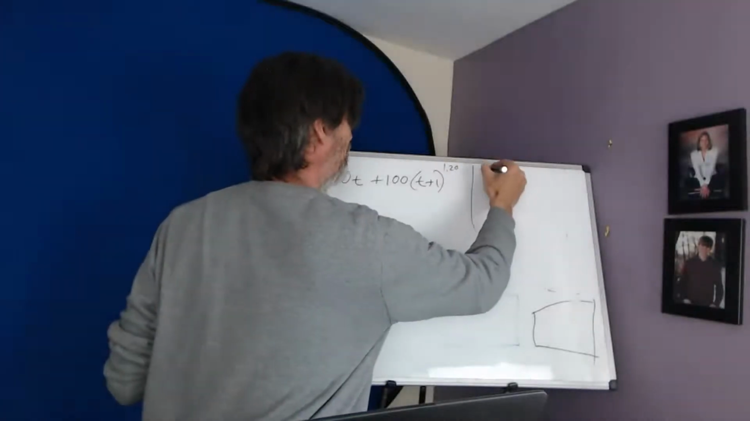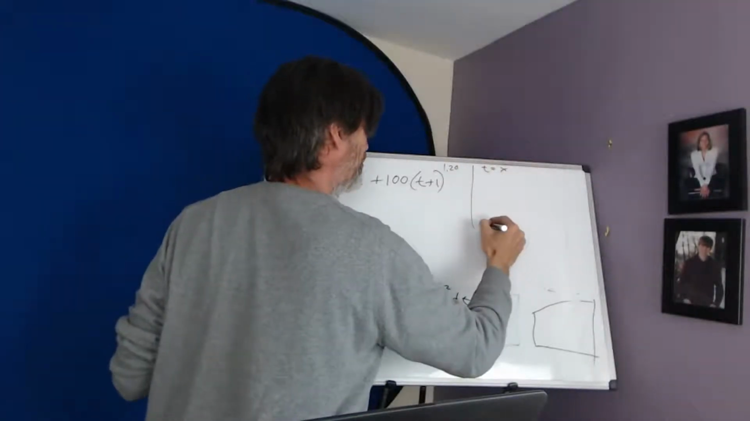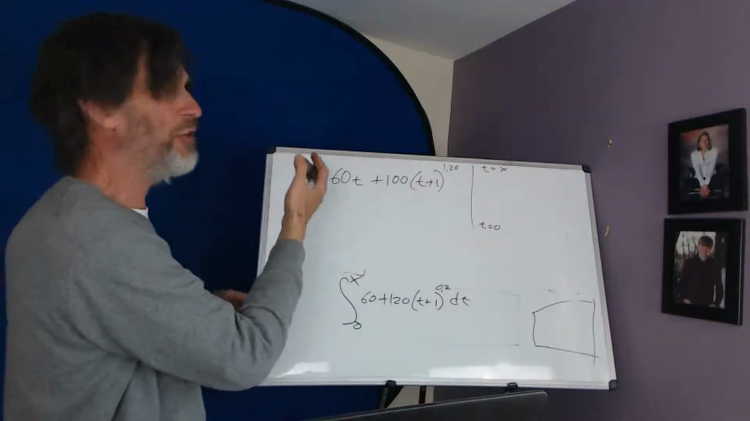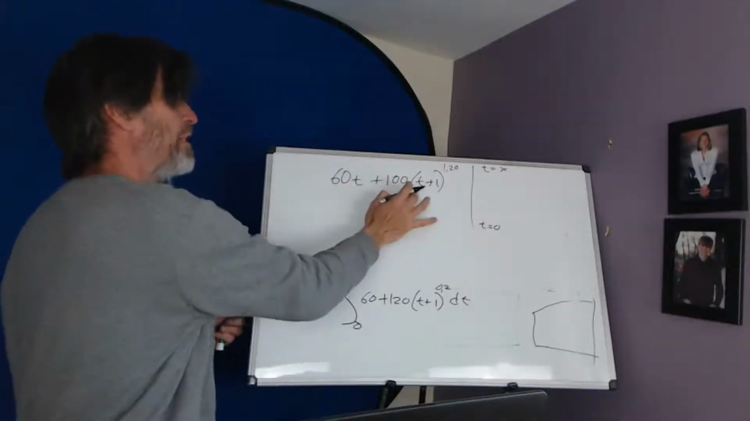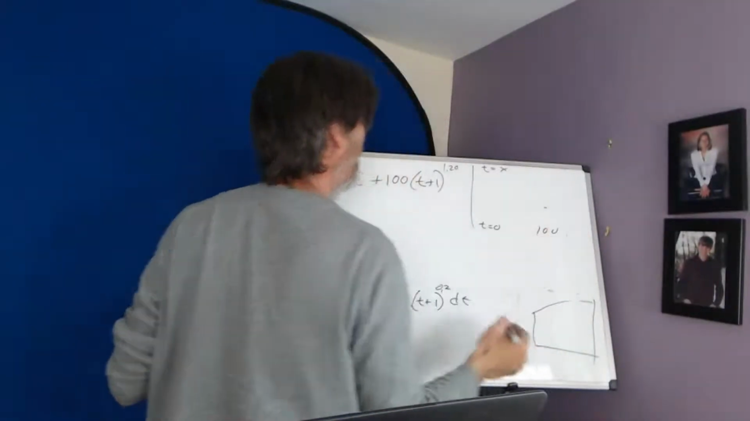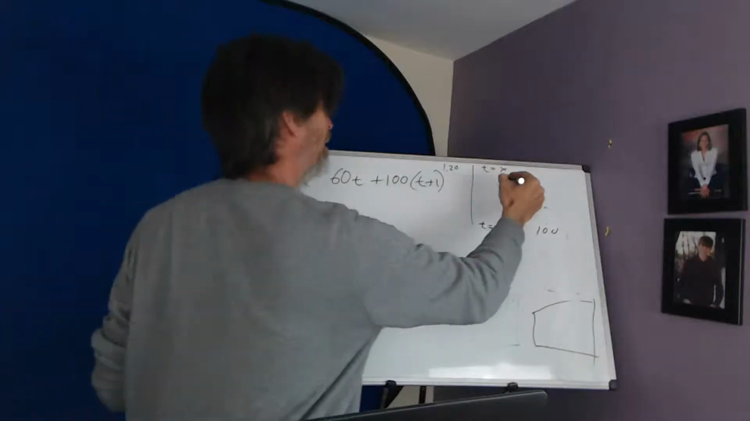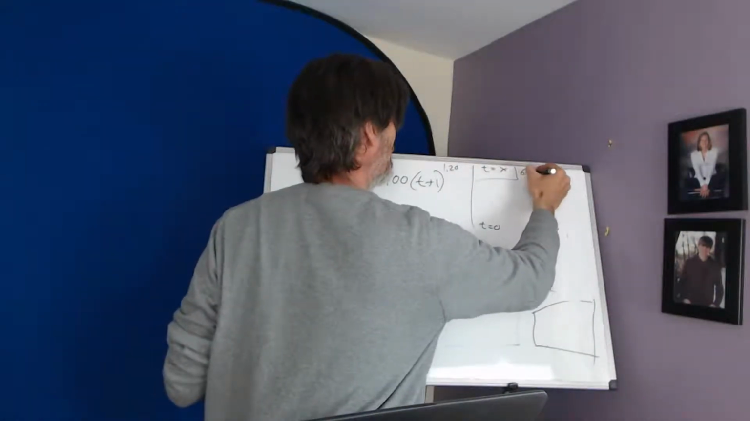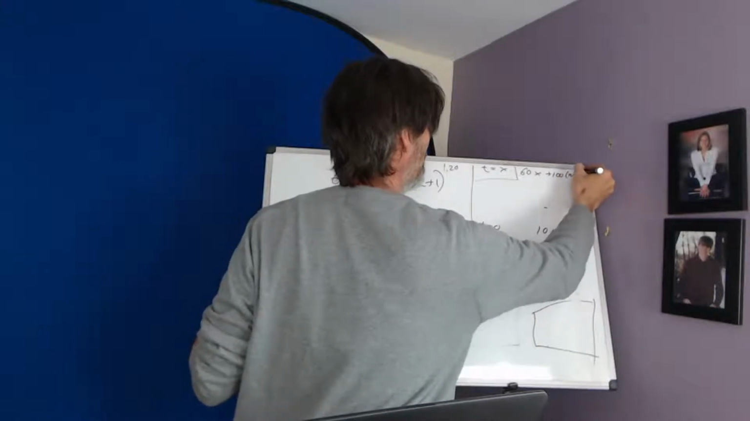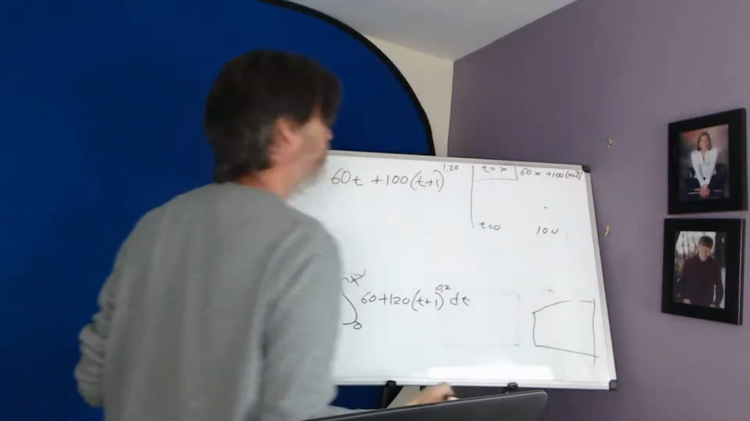Now we're going to evaluate this from t equal to 0 to t equal to x. And I remember what I got when I had t equals 0 before. If I plug in 0, that's 0, and this is 100. So this is 100. And when I plug in x, that's easy enough. It's just a function. It's 60x plus 100 times x plus 1 to my same power as I had before.